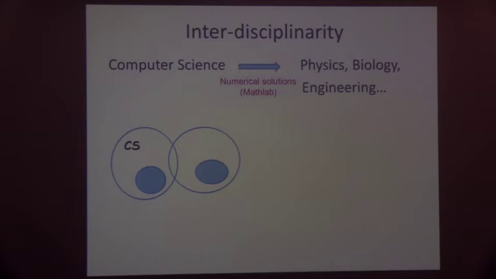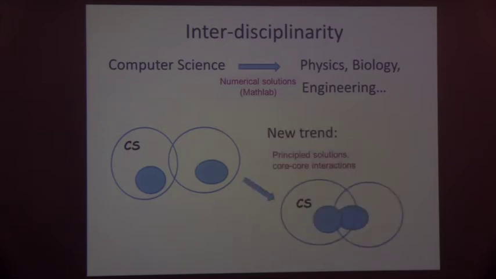I think we quite often heard computer scientists, when they work with people in other fields, complain that they were just being regarded as tools, that you don't really get the credit you deserve. But I think things are changing. I think that computer scientists have got respect from other disciplines in more recent times. The new trend is that the interaction between the two different disciplines is seeking principled solutions, and that involves the core to core interaction.